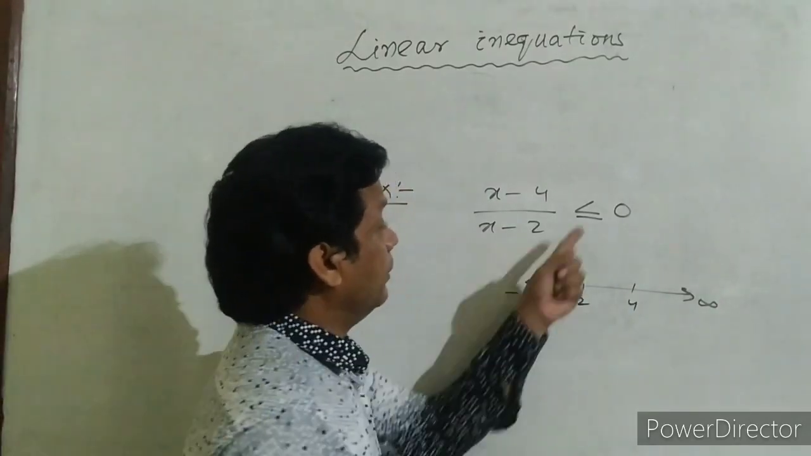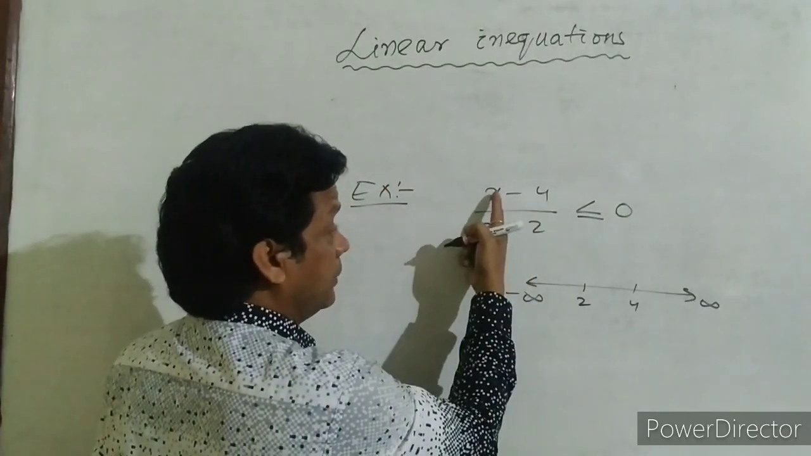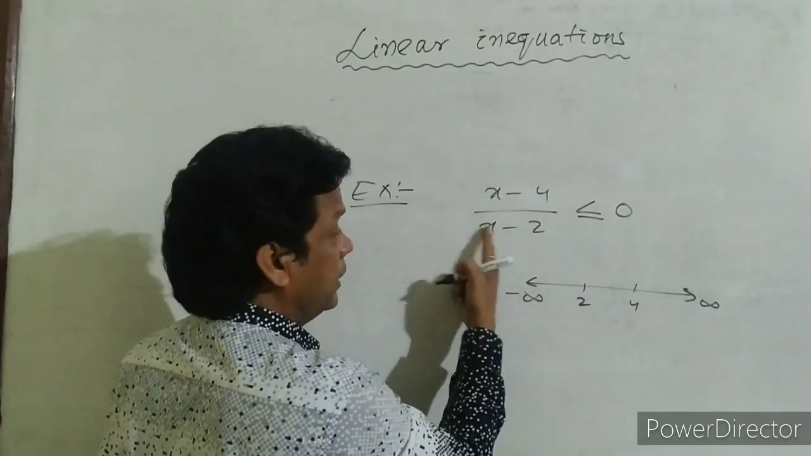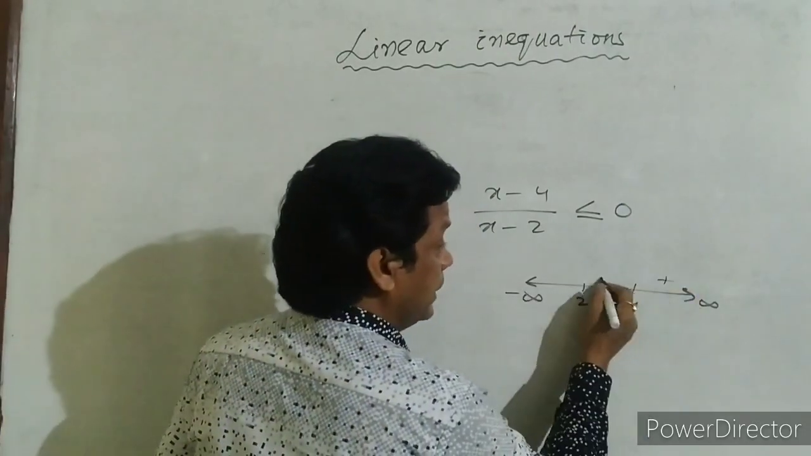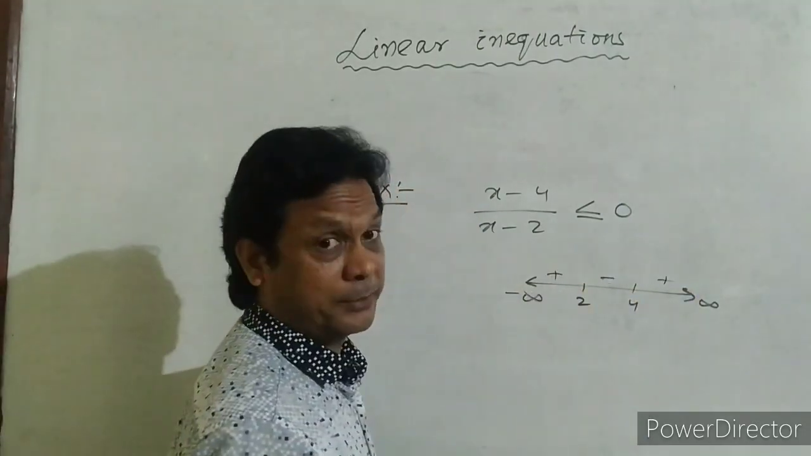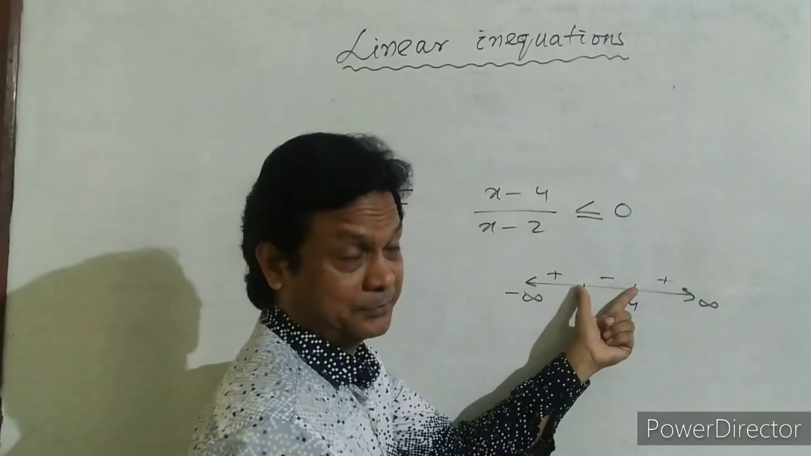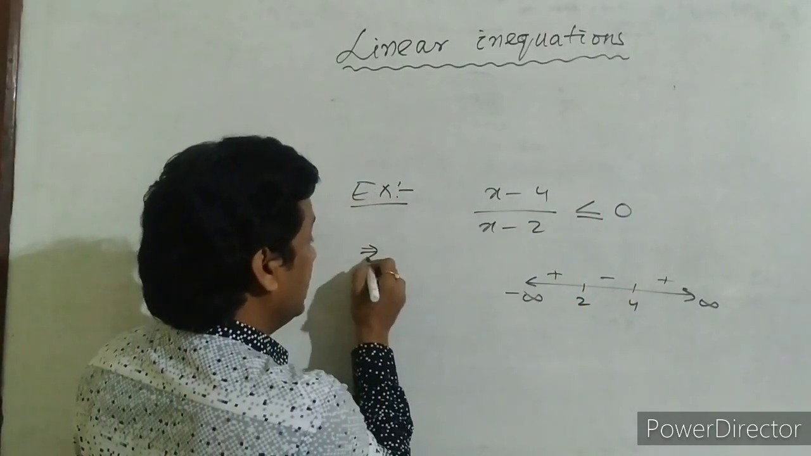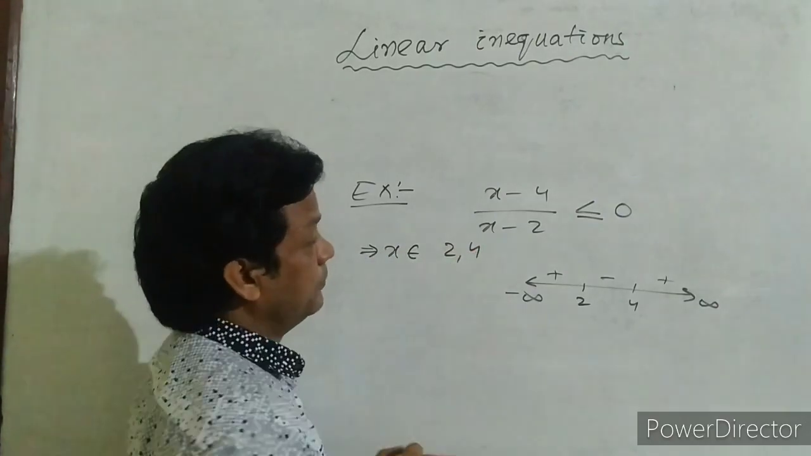Okay. Now less than 0. For example, here I am going to tell you the coefficient of x is positive. Here the coefficient of x is positive. So positive by positive is positive. So positive, negative, positive. Okay. Now less than 0 means this portion. That means x belongs to (2, 4). I am writing (2, 4).